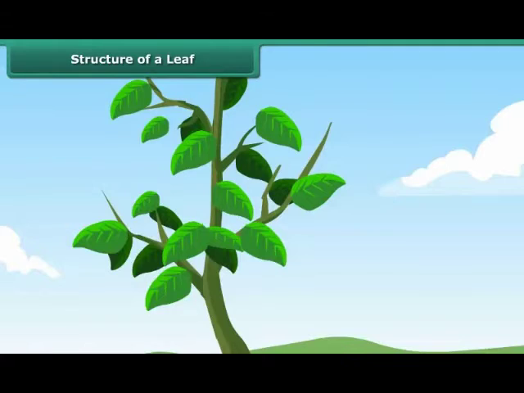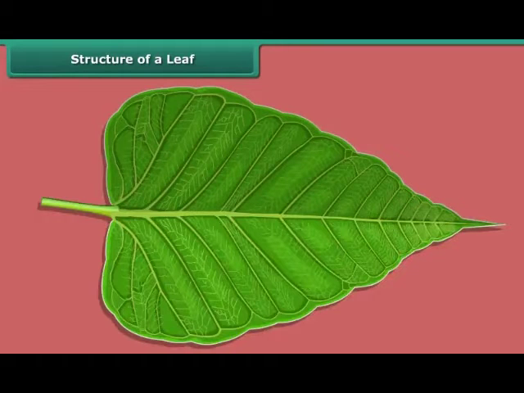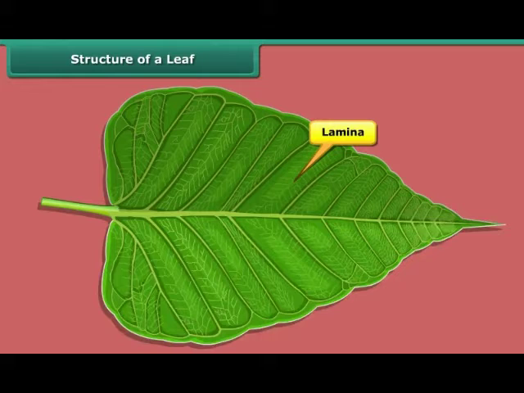The stalk by which a leaf is attached to the stem is called the petiole. The thin, flat and white part of the leaf is called lamina. The lamina is green in color. The thick line present in the middle of a leaf is called the midrib.